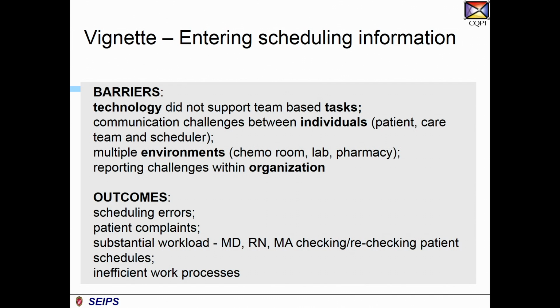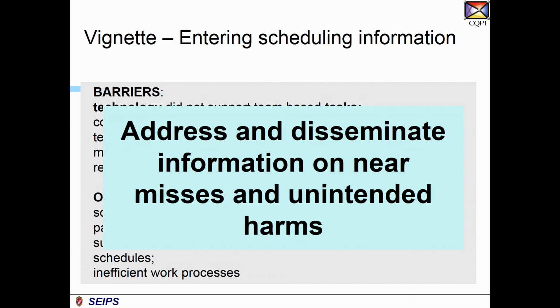So the outcomes, even with the workaround, is there were still scheduling errors, there were still patient complaints, substantial workload being shifted to the physician as well as other members of the care team on checking, rechecking these schedules, and it was an inefficient work process. Another hopefully take-home message recommendation is we need to not only look at the complexity in the task, but we have to figure out a way to disseminate information on these, what I as an engineer would call a near miss, and unattended harms. I can't believe this physician was the only one having this scheduling challenge.